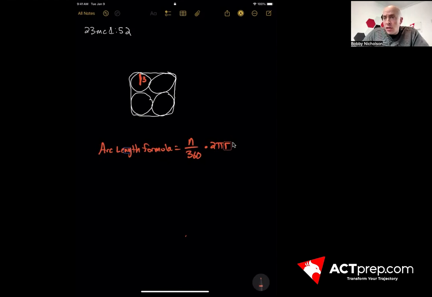And that is n over 360 times the circumference formula, which is 2 pi r. So all you're doing is finding the circumference of the entire circle and then finding what percentage of the circle we're dealing with, which would be the length of that arc. And if you don't have this formula down, this is a good time to go ahead and add it to your cheat sheet, master it, and go back before continuing in the video.